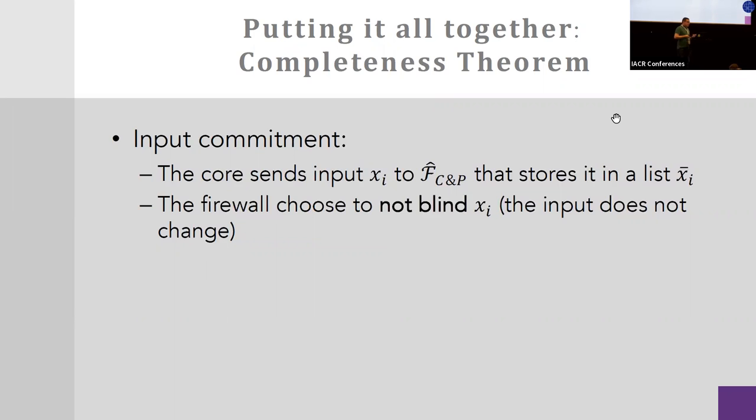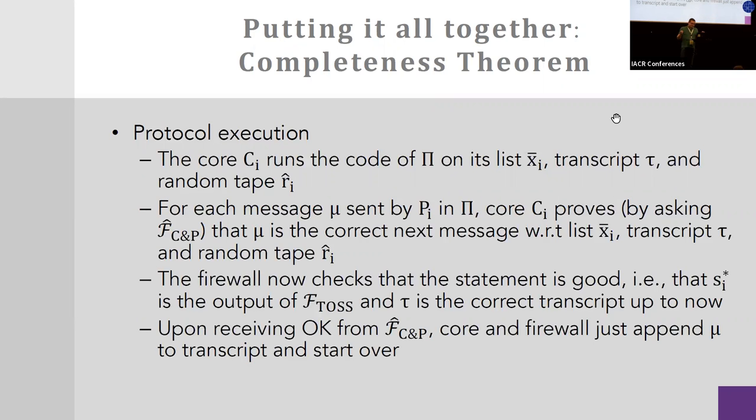Now they all commit to their inputs to the semi-honest protocol with the functionality. But the difference is that the firewall of the commit and prove will not change the message now, because you don't want to change the message that you're running the protocol on. So the firewall just lets the message go. The protocol execution is simple. You just run the semi-honest protocol with the committed inputs, the transcript and the random tape of each party. Each party runs with their own, and for every new message that you produce, you ask the functionality to make a proof that this message was produced correctly with respect to all the messages it committed, the transcript and the random tape.